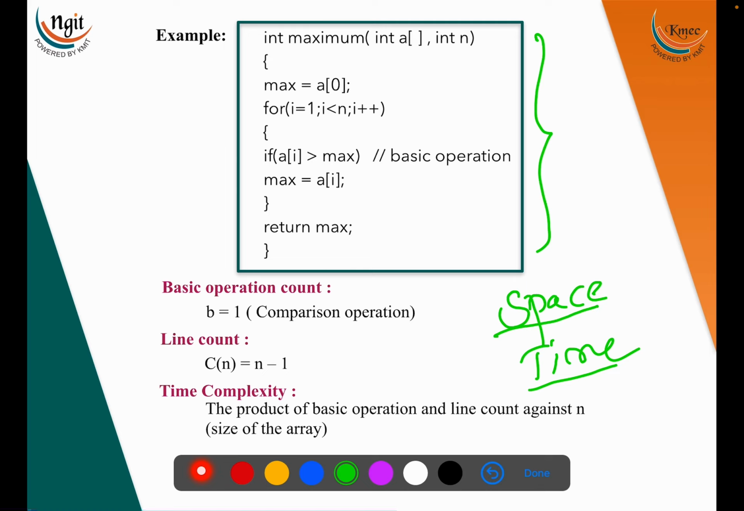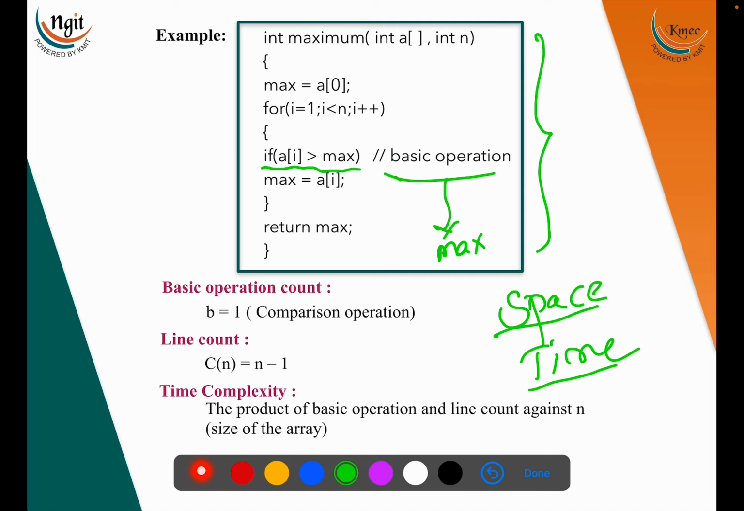Now, when you look at all these instructions, your focus should be to find out the basic operation. What is the basic operation? In other words, the basic operation is the instruction which takes maximum time, the instruction which consumes maximum time. When you look at this, the first line will get executed for a single unit of time and everything is the same, but this operation is the basic operation because it consumes maximum time.